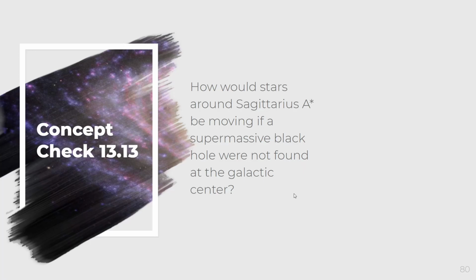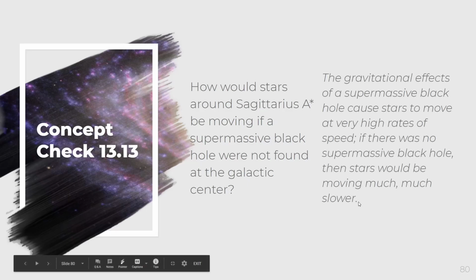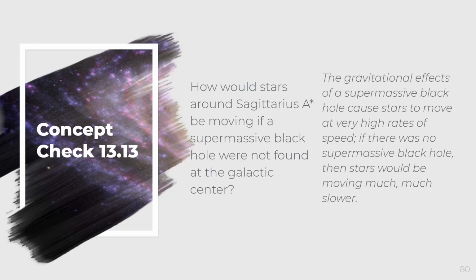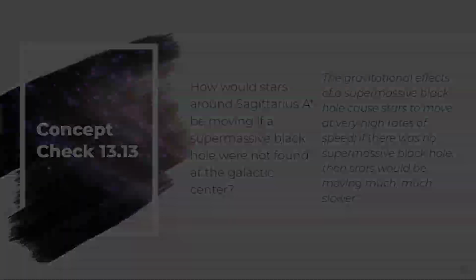So how would stars around Sagittarius A star be moving if a supermassive black hole were not found there? The stars would be moving much slower. As we pointed out, there's one star over there moving 4% the speed of light. That is insane. That is crazy. That's one of the reasons why we know there is a supermassive black hole there. If it was not there, there's no reason for us to expect any star moving that fast. It just doesn't make any sense unless the black hole is there.